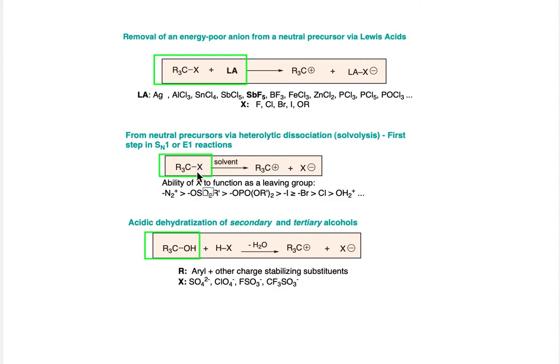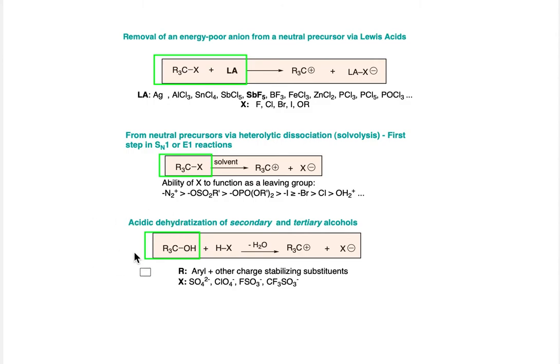Here, the X group may be preferentially diazonium, sulfonate group, phosphate group, or it can be iodine, bromine, chlorine, or, least preferably, the hydroxy group that can be protonated with acid. It means hydroxonium ion.